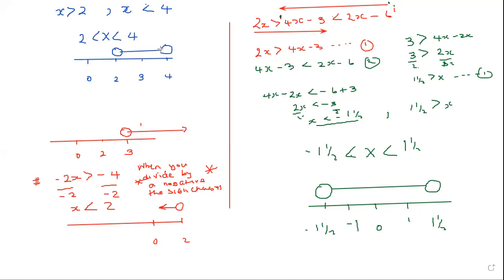Okay, this is how you represent your answer on a number line. When they want the answer on a number line, that's what you do. Okay, and why this one? It should be a straight line, right?